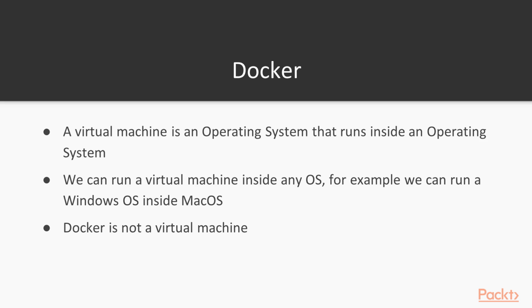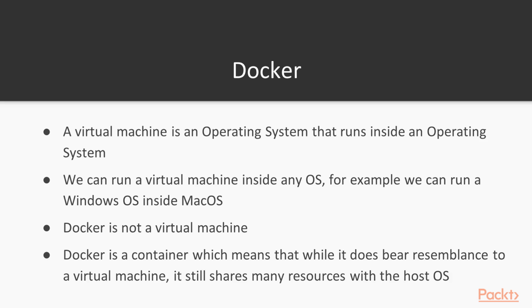So Docker is not a virtual machine. Docker is a container, which means that while it does bear resemblance to a virtual machine, it still shares many resources with the host operating system. While a virtual machine is its own thing completely, a container has some of its own stuff, like its own file system, but for a lot of things it still just shares them with the host operating system. That's the difference between a virtual machine and a container.